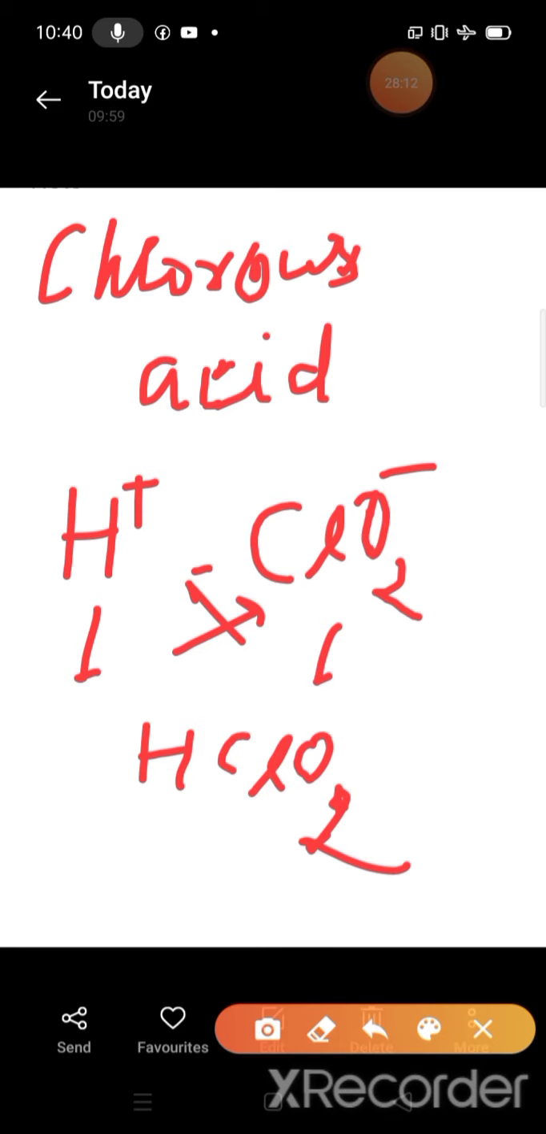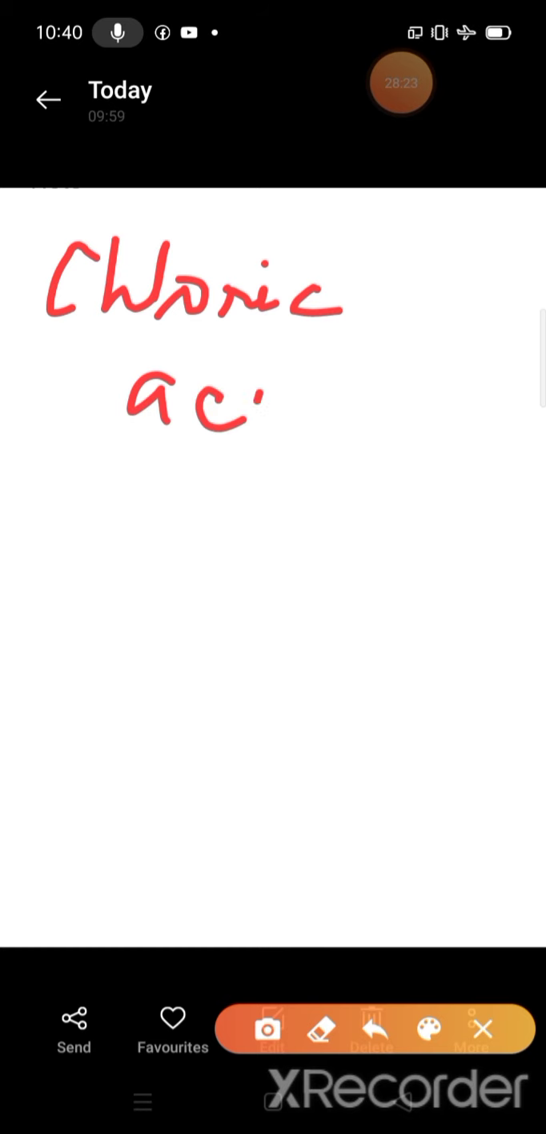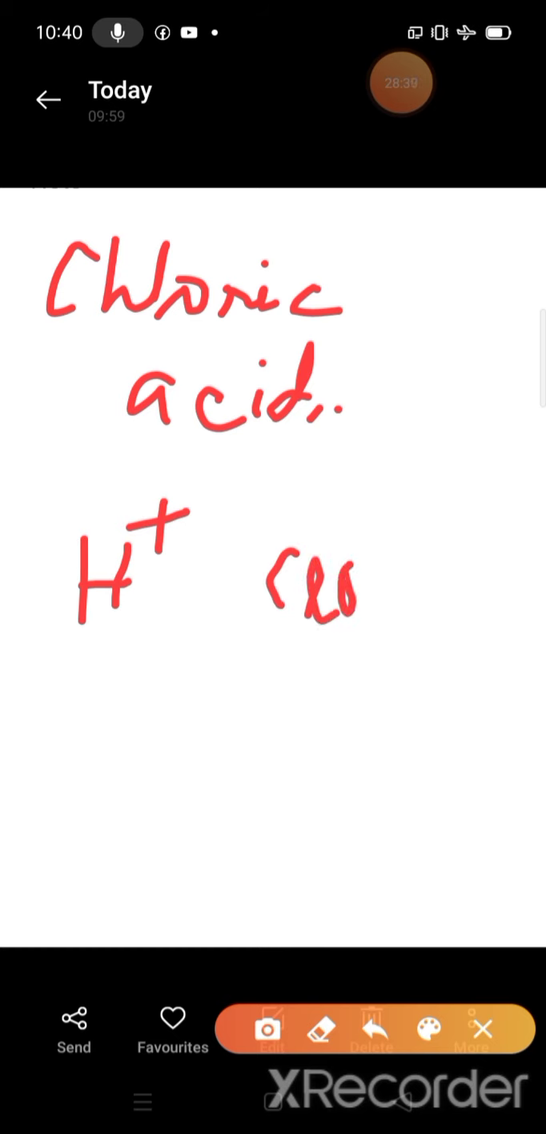Next one is chloric acid. Acid is H positive. Chloric means ic is replaced with ate, so chlorate. The formula of chlorate is ClO3 negative. Valency is 1 and H's valency is also 1. Valencies are cross transferred. Then the formula is HClO3. It is chloric acid.